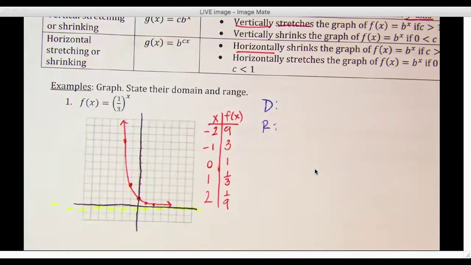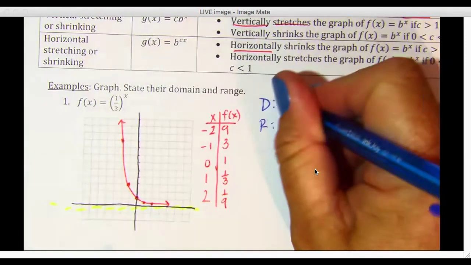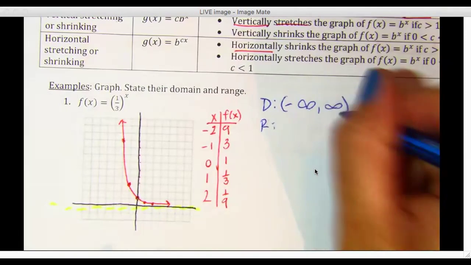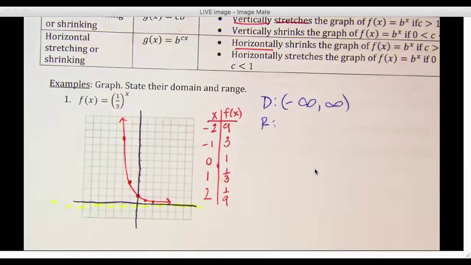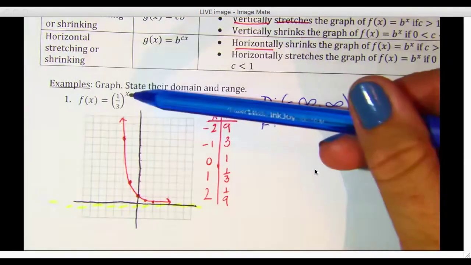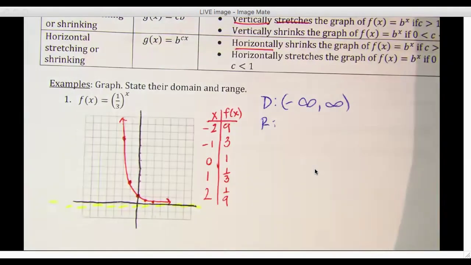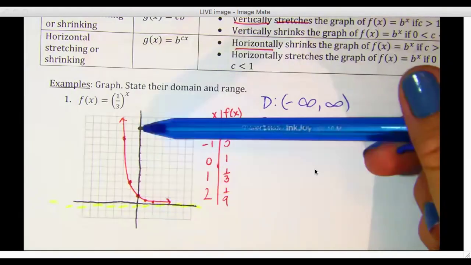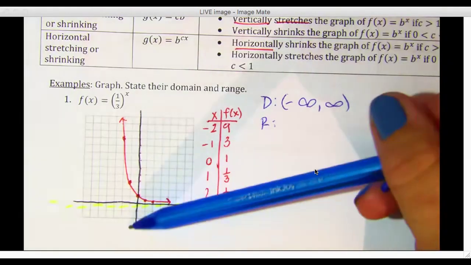Now, we haven't talked about the domain and range of these functions yet, so let's talk about that really briefly. The domain is always going to be all real numbers, so -infinity to +infinity for exponential functions. There's no restrictions on what I can plug in. I can plug in as far negative or as far positive as I want.